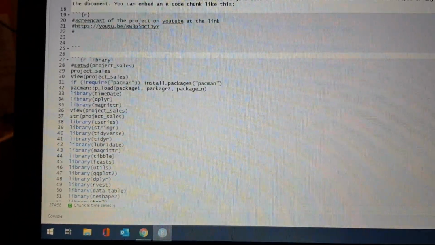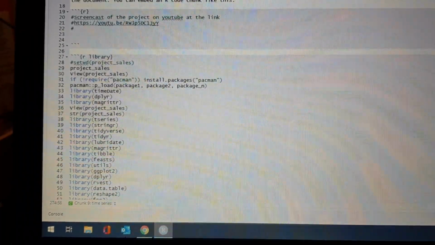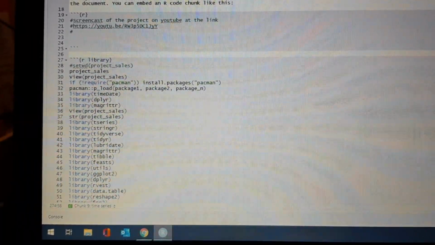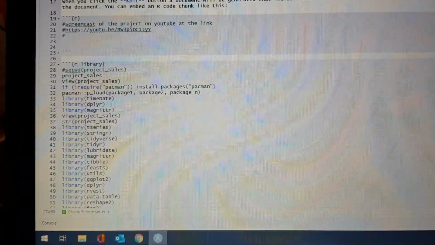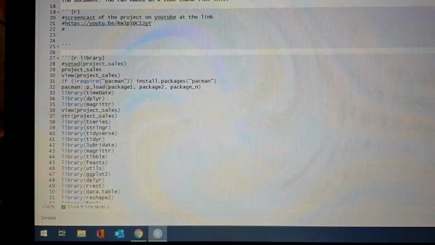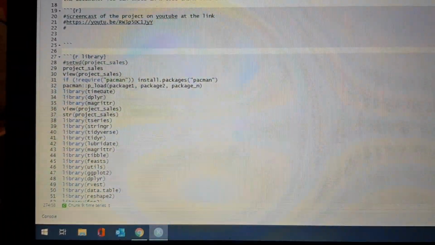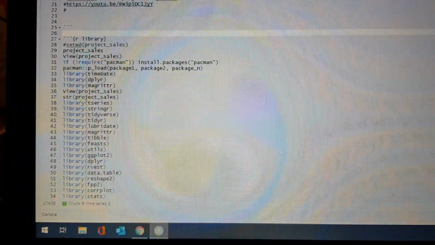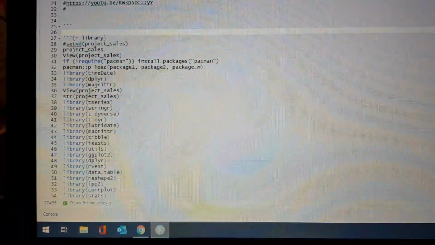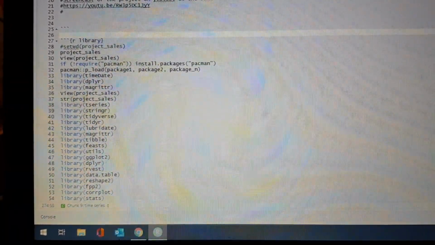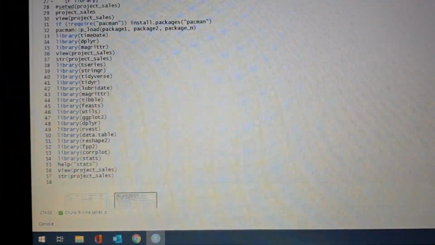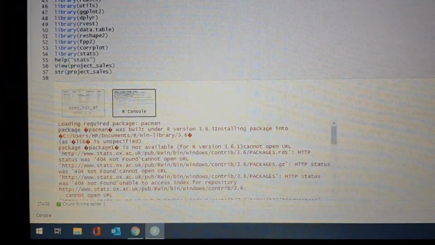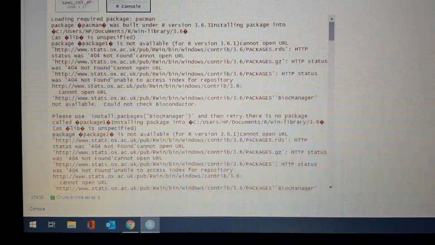TimeDate, dplyr, magrittr, tseries, stringr, tidyverse, tidyr, lubridate, data.table, feasts, utils, ggplot, rvest, reshape, fpp2, corrplot, stats. Then I did an str of project sales.